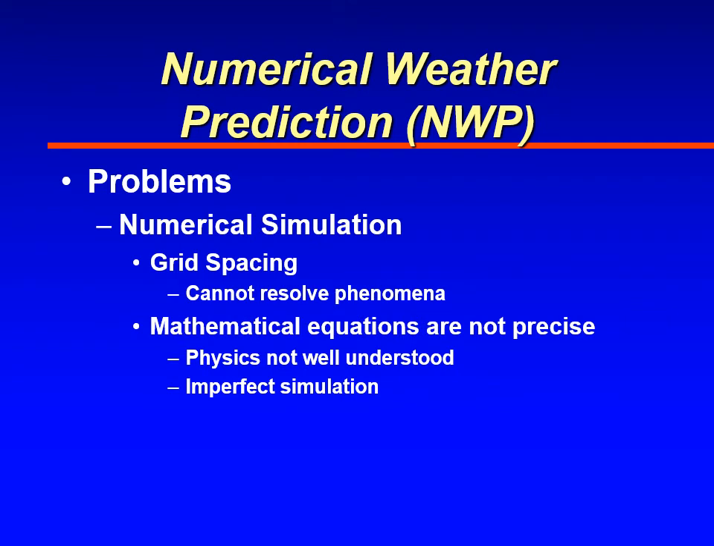Other problems with numerical weather prediction include the grid spacing, meaning that we don't have fine enough resolution to resolve every little weather phenomena, a cumulus cloud forming. That's very complex, and we don't really explicitly forecast individual clouds forming. And then another problem also is the equations that we use in the computer model are a lot of times parameterizations, meaning that it doesn't precisely depict the physics of what's going on. So it's kind of an imperfect simulation of the atmosphere.